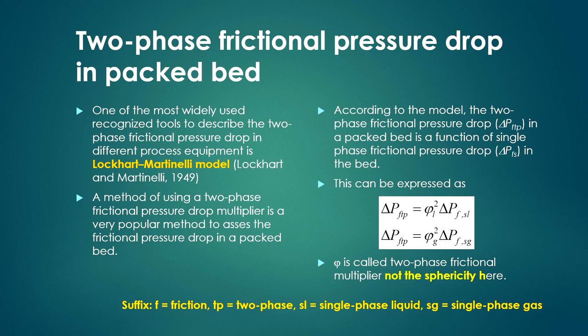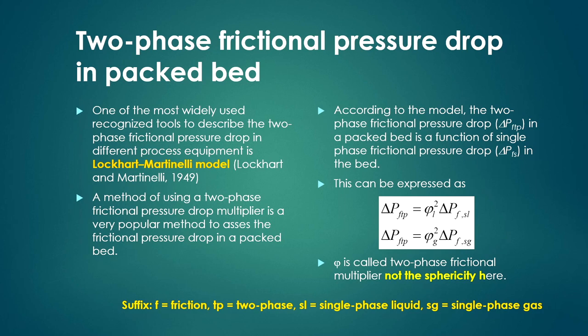According to the model given by Lockhart-Martinelli in 1949, the two phase frictional pressure drop in a packed bed is a function of single phase frictional pressure drop. So this is the concept: the two phase frictional pressure drop is a certain factor multiplied by the single phase frictional pressure drop. If you multiply the single phase frictional pressure drop by a certain factor, it will give you the two phase frictional pressure drop. That is why the factor by which you are multiplying the single phase frictional pressure drop, either liquid or gas, is called the multiplier, or the frictional pressure drop multiplier.